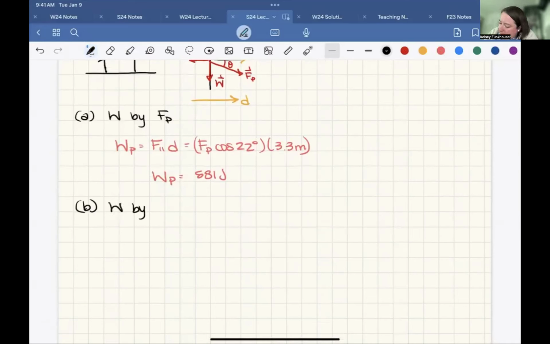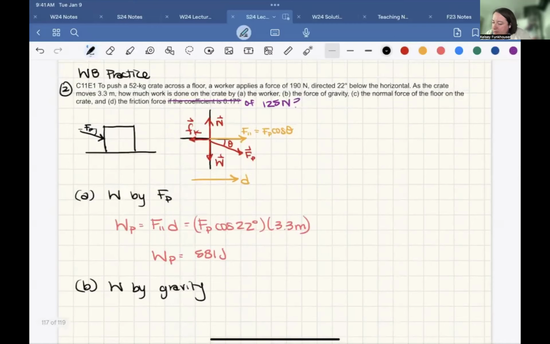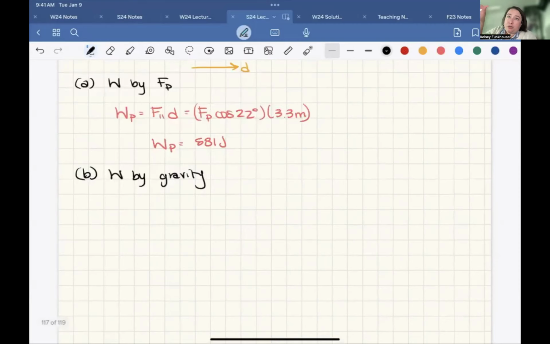Then it asks for the work done by gravity. For this, our motion is in the horizontal direction. The force of gravity acts in the vertical direction, so there's no motion in the direction of the force of gravity. So the work done is 0. Work by gravity equals 0. No motion. Or we could say that the force is perpendicular to the motion, which is saying the same thing.